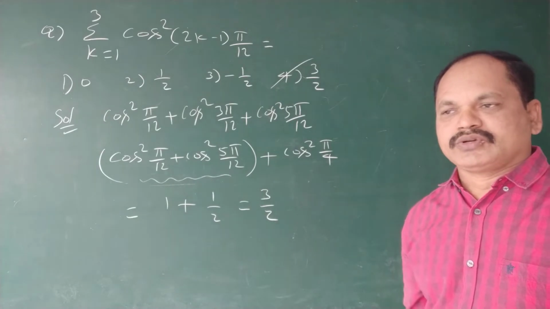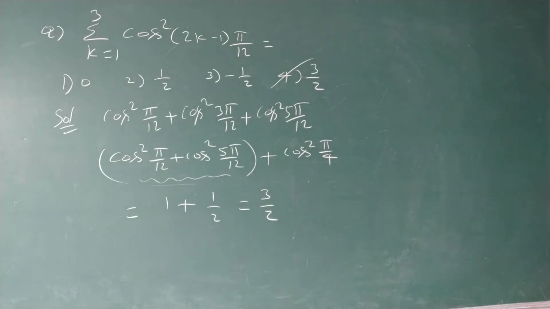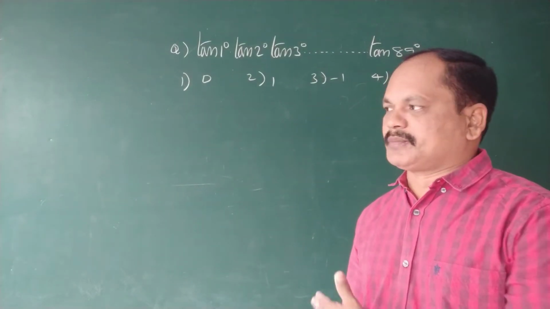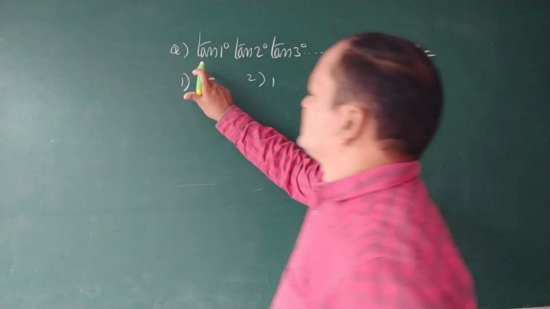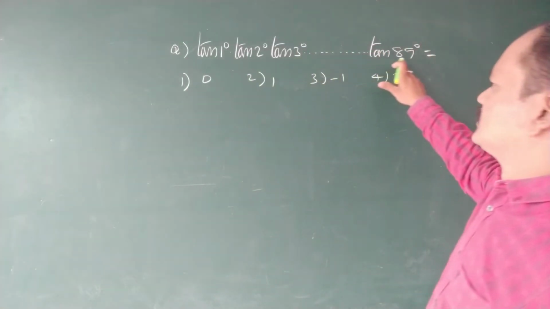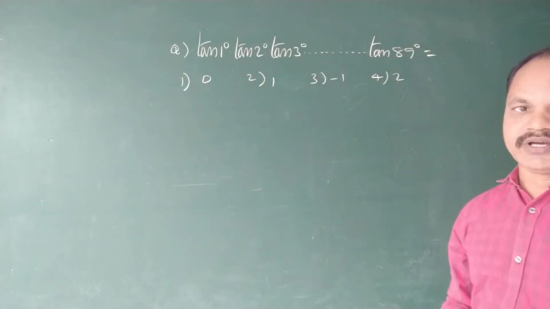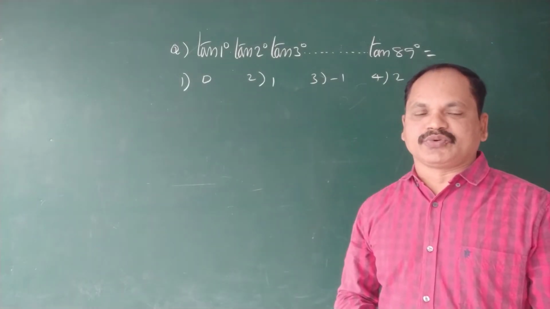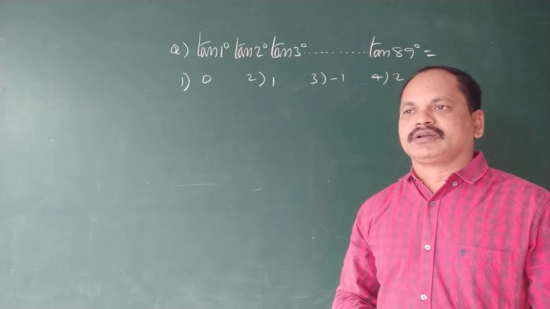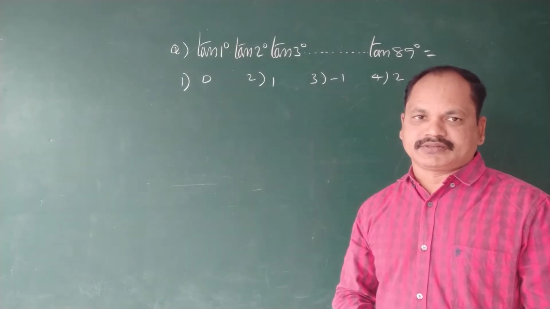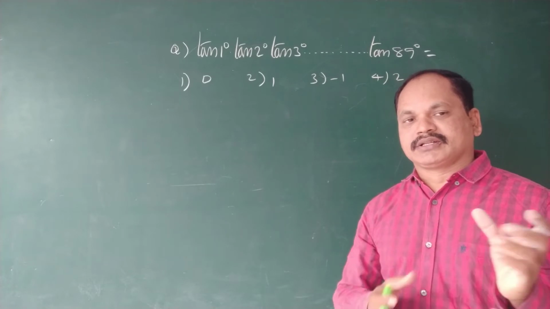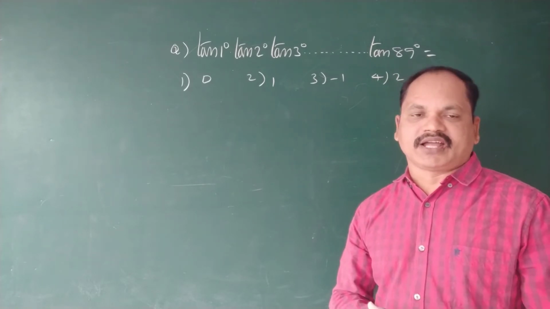Now we are going to tan and cot. Now observe the question. This also depends upon the complementary angles concept. Here tan 1 degree, tan 2 degrees, tan 3 degrees, and so on up to tan 89 degrees. Observe the product of the functions. We know that if alpha plus beta is equal to 90 degrees, then tan alpha into tan beta is 1. That means for complementary angles, the product of the tan functions of the angles is 1.